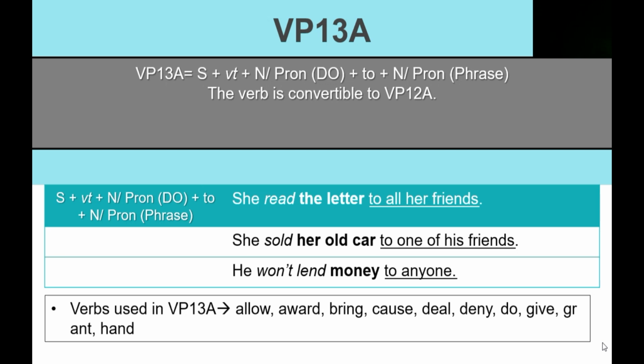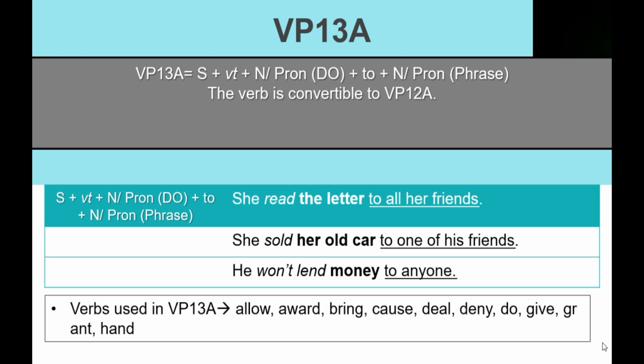For example, she read the letter to all her friends. She here is the subject, read is the VT, the letter is DO. To all her friends: to is the preposition, and all her friends is a noun phrase. And then, she sold her old car to one of his friends. She is the subject, sold is the VT. Her old car here is the DO in the form of a noun phrase. And then to one of his friends, to is the preposition, one of his friends is the noun phrase too.